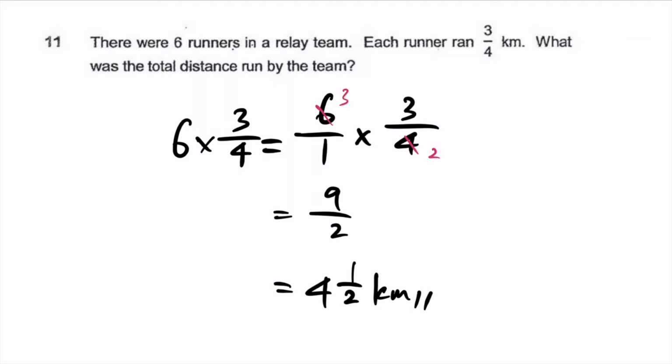Now, of course, if you have experience, you don't even have to do this step. Just straight away simplify 6 and 4. Here we'll take the top, multiply by the top, that's 9. The bottom, 1 times 2, that's 2. That gives me 4.5 kilometers.